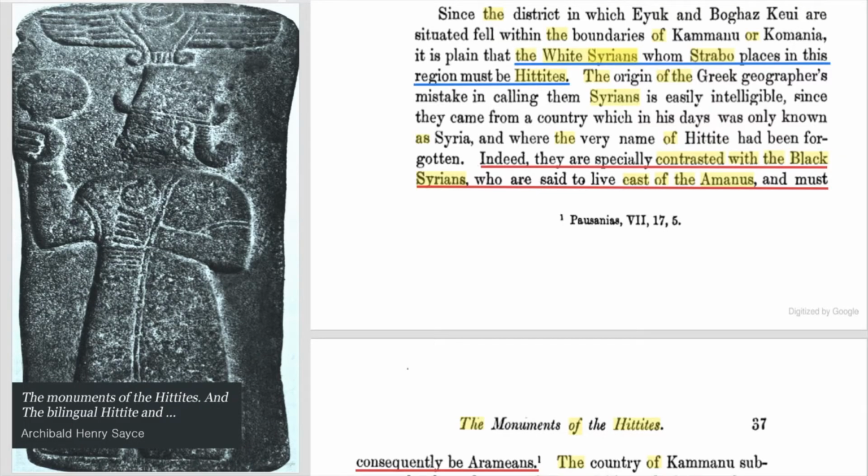And let's deal with the descriptions. So this is from Henry Rawlinson, who says the white Syrians whom Strabo places in this region must be Hittites. Indeed, there are specially contrasted with the black Syrians, who are said to live east of the Amanus and must consequently be Aramians. So basically, east of the Amanus, there is a group of black-skinned Syrians who are called Aramians.